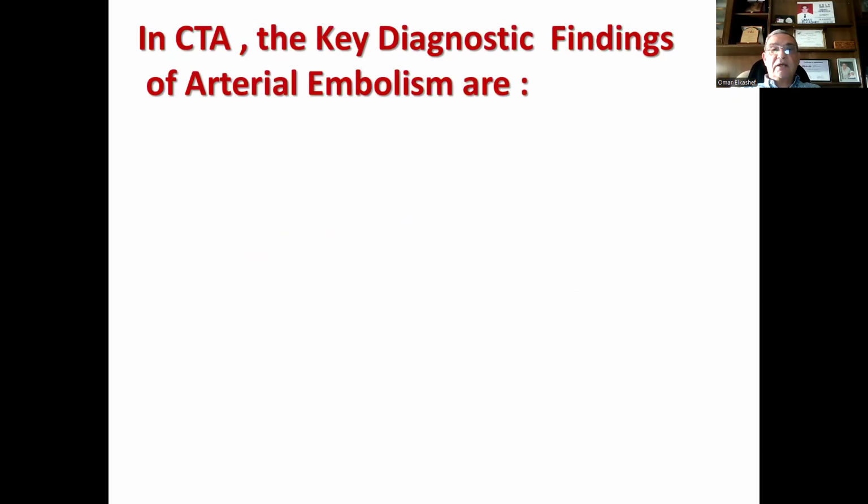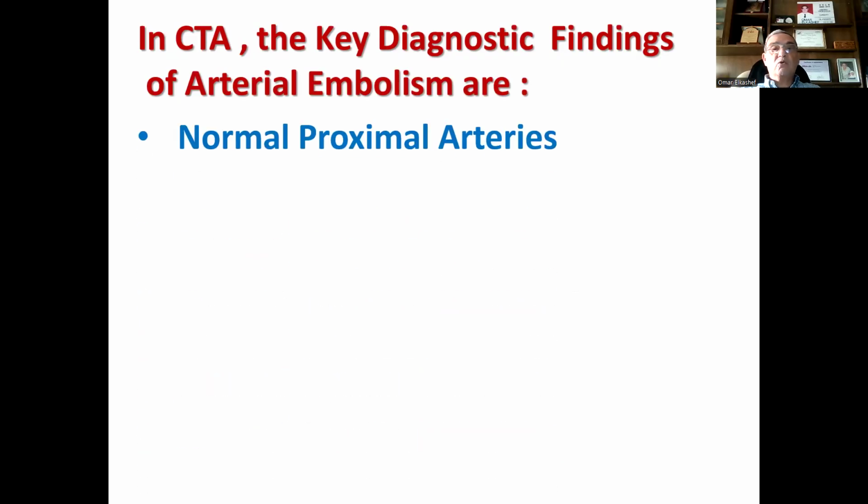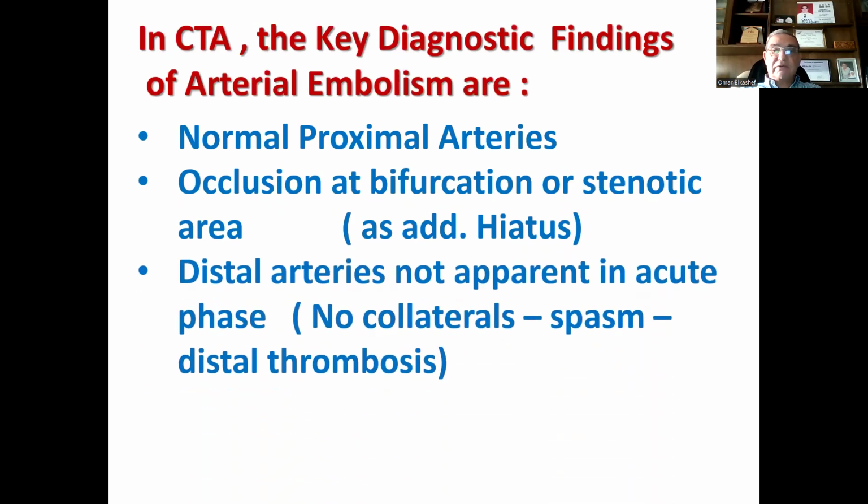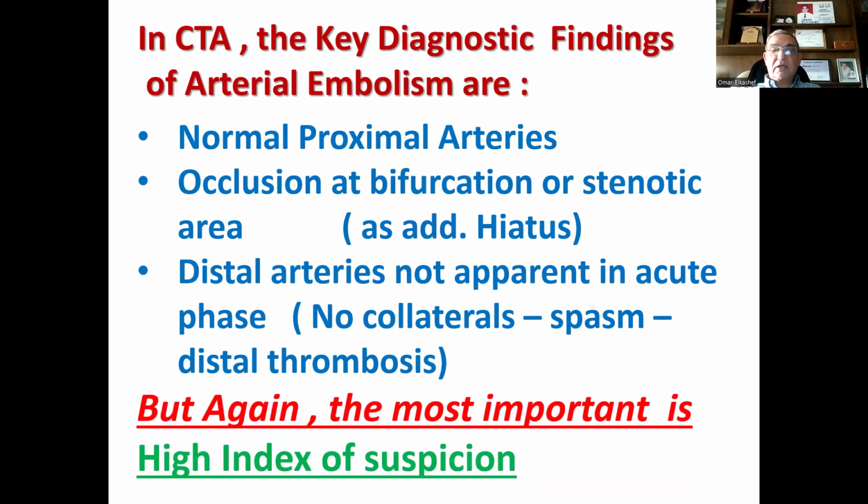In CTA, the key diagnostic findings of arterial embolism are normal proximal arteries, occlusion at a bifurcation or stenotic area, for example the adductor hiatus, and distal arteries not apparent in the acute phase, as there is no collateral, there is spasm, and there is distal thrombosis. But again, the most important is a high index of suspicion.